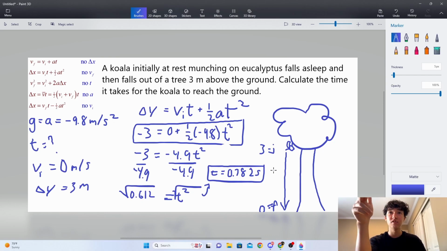To check your answers, you can see if this stuff makes sense. Does it make sense? If you're 3 meters above the ground, if you were to jump out of a tree, how long would it take? Probably less than 1 second. So this seems accurate. I feel like this is an accurate time. If you were to get 1,000 seconds, you might think you did all the math right, but use your brain. It's from 3 meters, you're not taking 1,000 seconds.